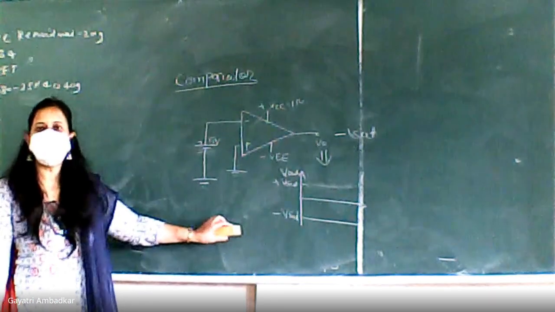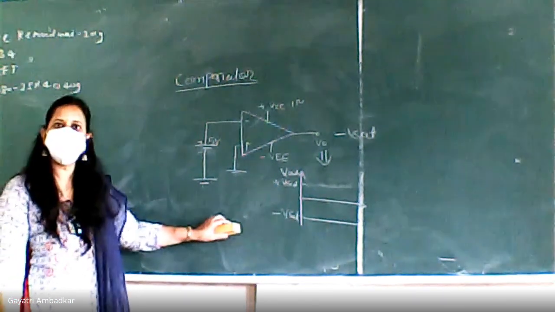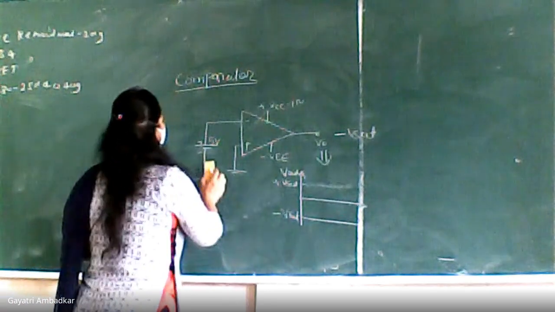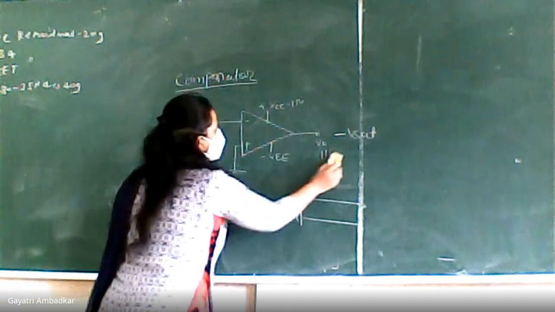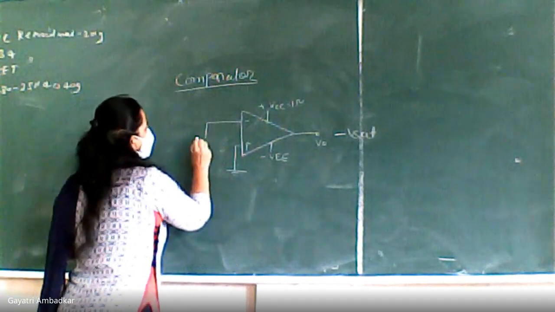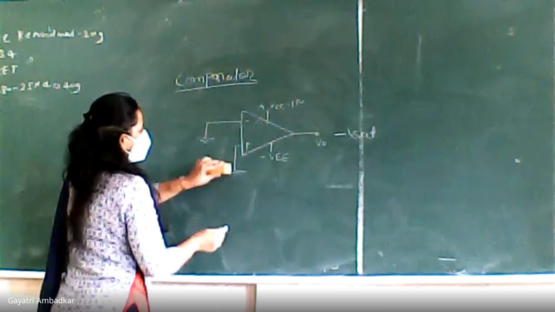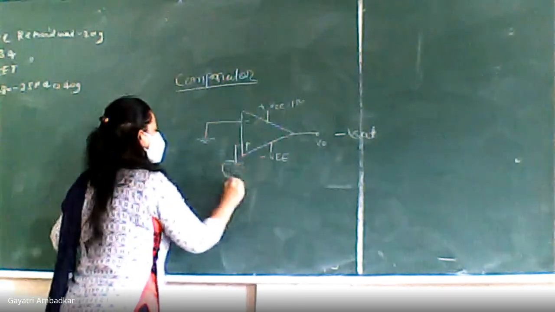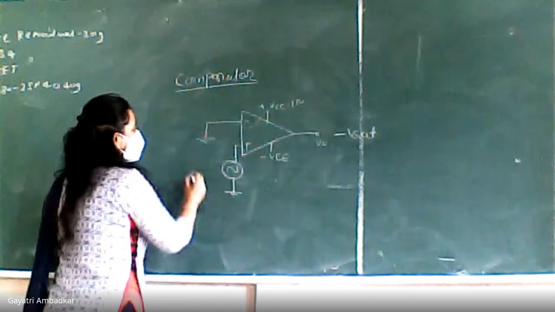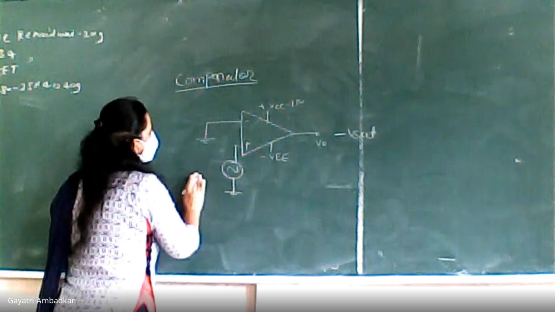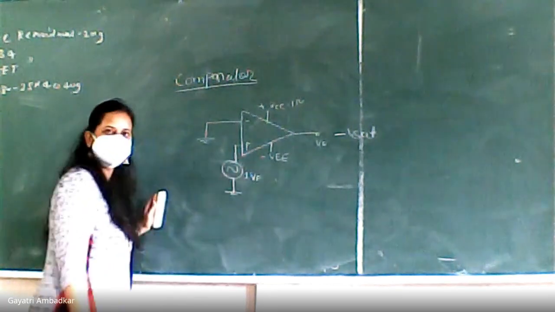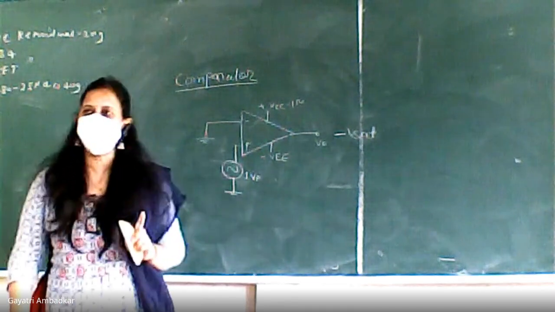Okay, minus Vsat. Understood? Clear? Now, I am changing this. I am connecting an AC signal. Here I am connecting to the non-inverting terminal. I am connecting an AC signal such that its amplitude is, let's say, 1 volt peak. 1 volt peak means 2 volt peak to peak.